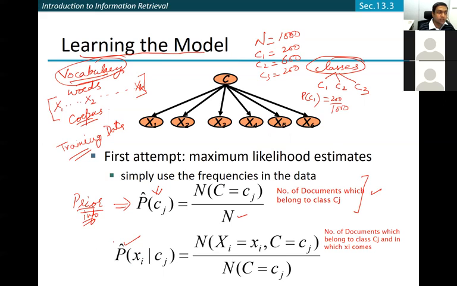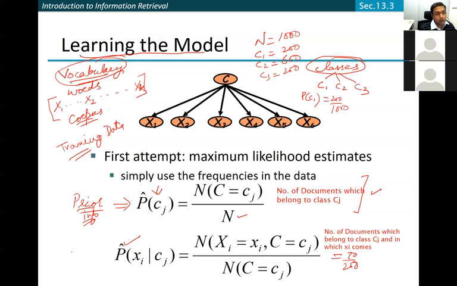Now for each word, let's say X1 is the first word, probability of X1 to be in C1. The number of documents which are in C1 is 200. So in how many documents does X1 come? Let's say out of these 200, in 70 it comes. So we calculate the probability of Xi for each word in each class in this way. So after training, after learning the model, now we know the probability of each word in each class.